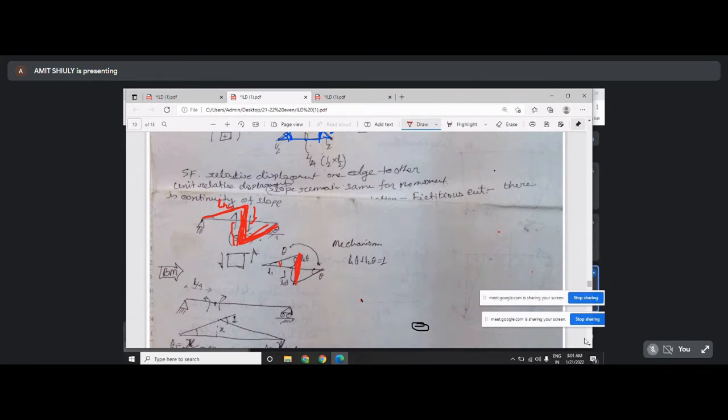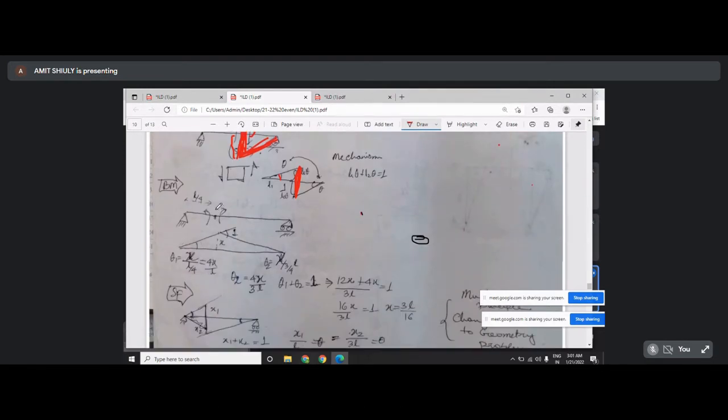Same way you can draw the bending moment and shear force. If this is not at the midpoint, you can determine it the same way, just give a unit rotation here. From geometry you can calculate what the shape should be. This is actually the influence line diagram. You just have to give a unit displacement, that means rotation. So this is one.